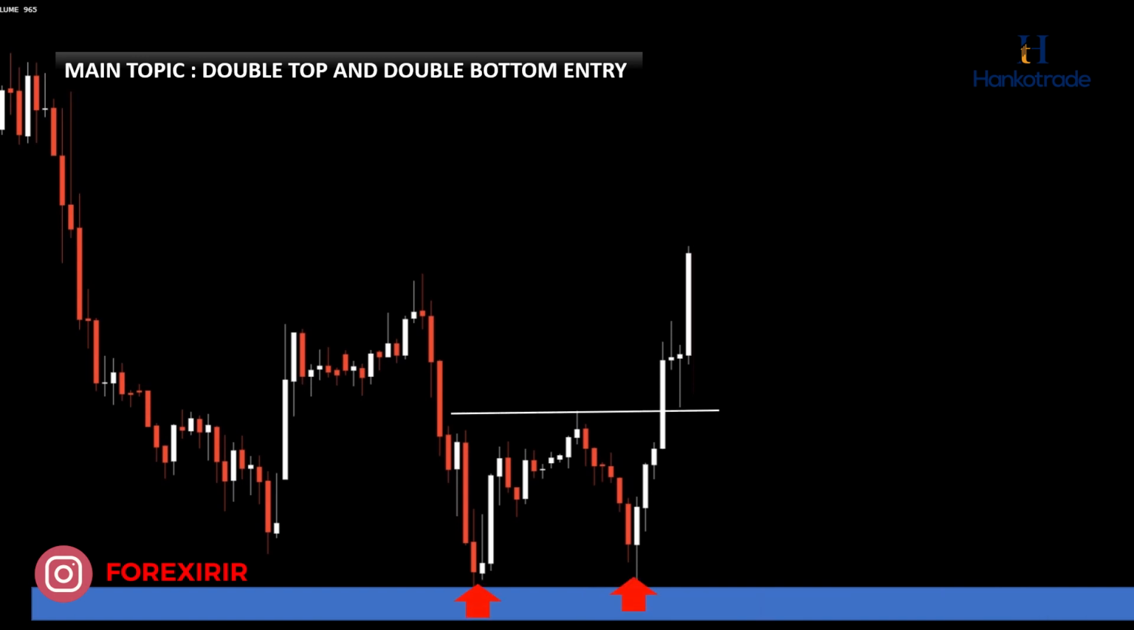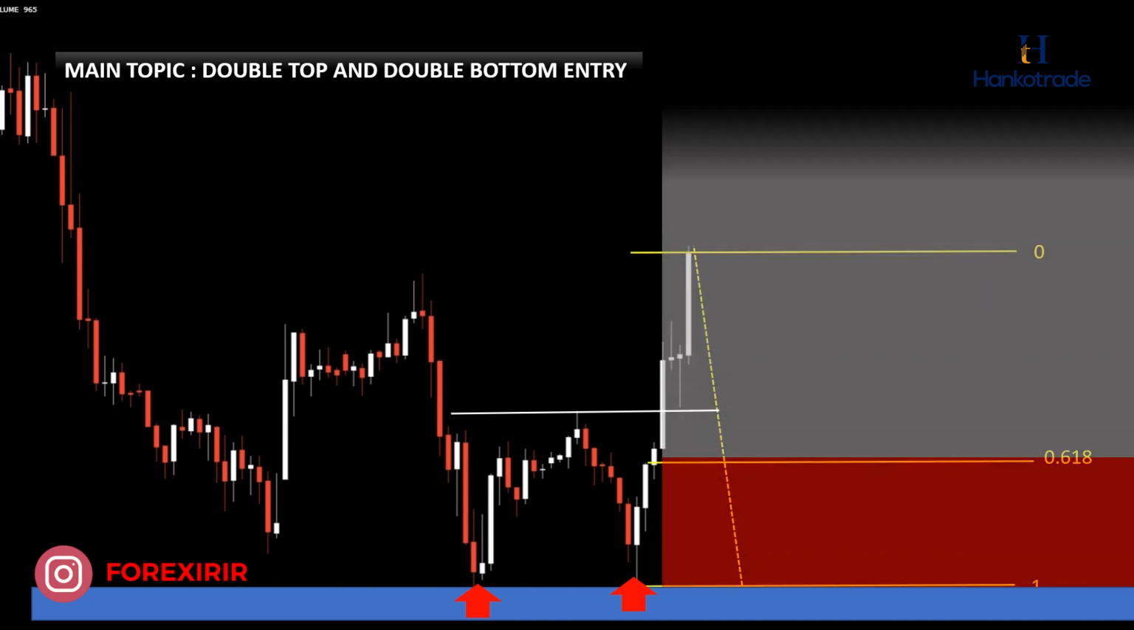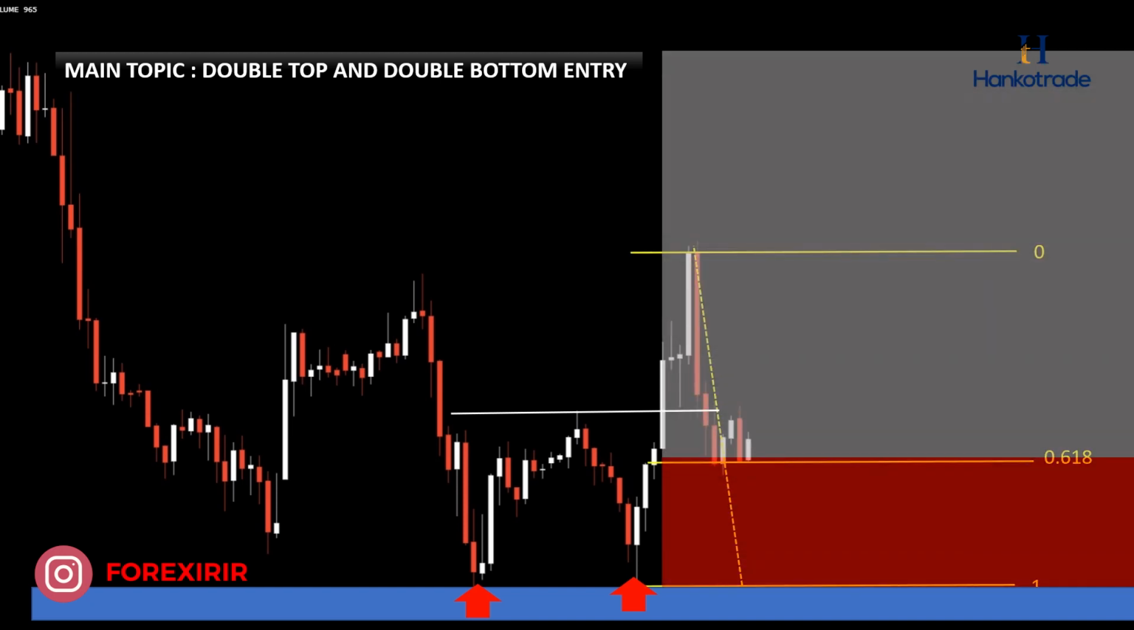The same concept applies to the bullish scenario as well. In this case, when the price rejects a level twice and completes the pattern by breaking above the neckline, we apply the Fibonacci retracement tool. We then place limit orders at the 618 retracement level, setting our stop loss below the swing low. Our target will be the next level of market structure.